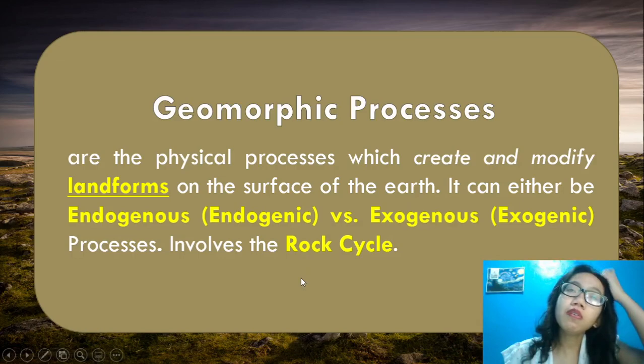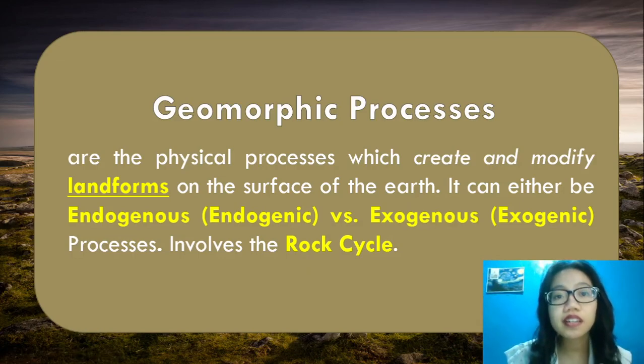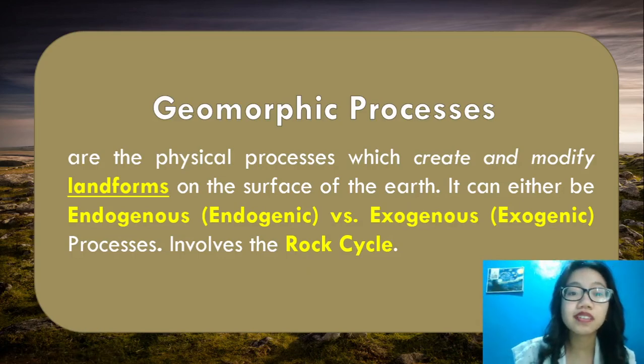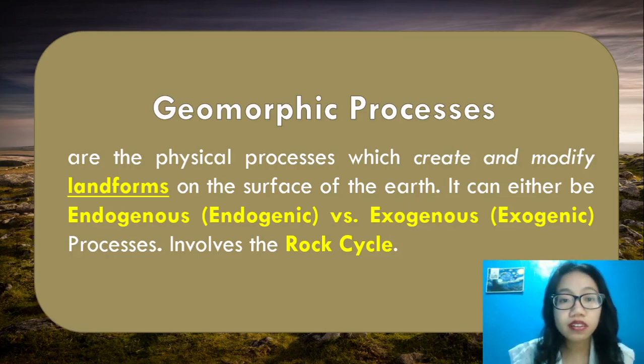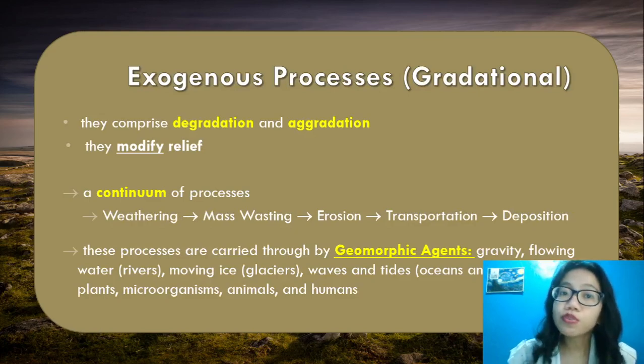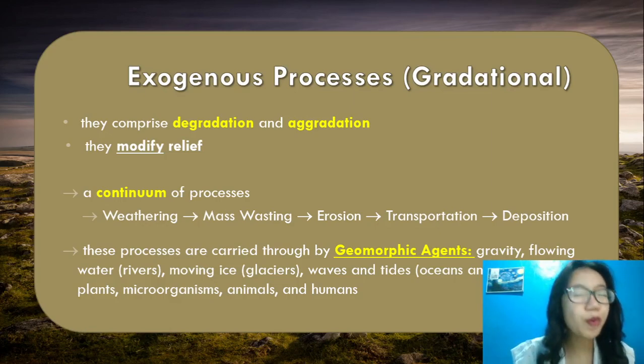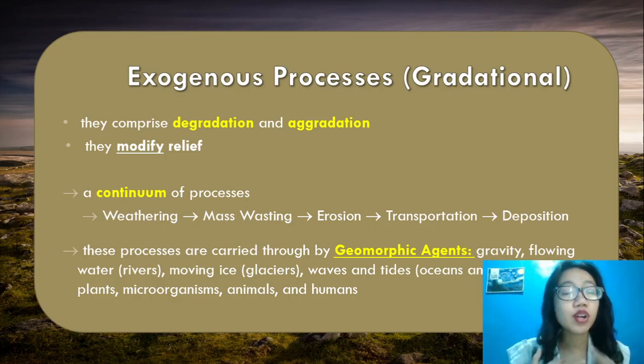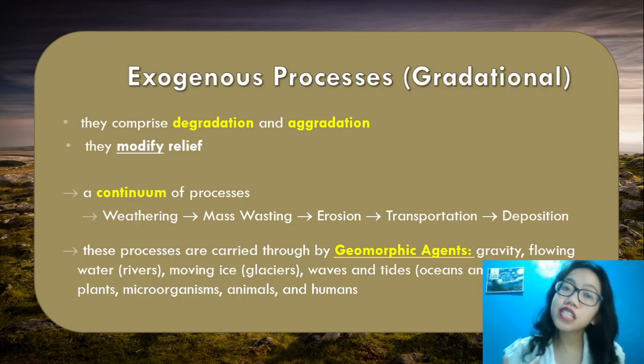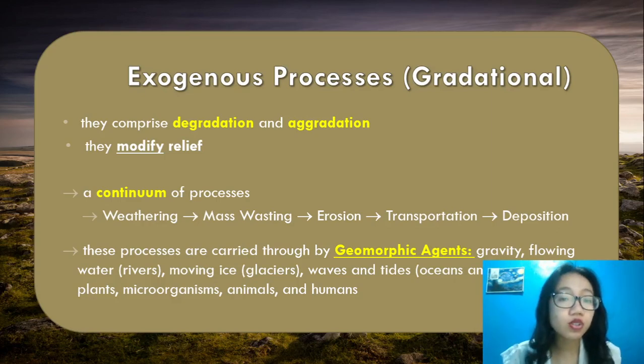Then it involves the rock cycle. You already know that we have discussed the rock cycle, how rocks are always constantly changing, because the rock cycle is just one part of the large geomorphic processes. So we'll move on to discuss these two types in depth. First, we have your exogenous processes, or gradational. Looking at how slow exogenous processes are in terms of the human lifespan, since they are very slow, that's why they are also called gradational processes.